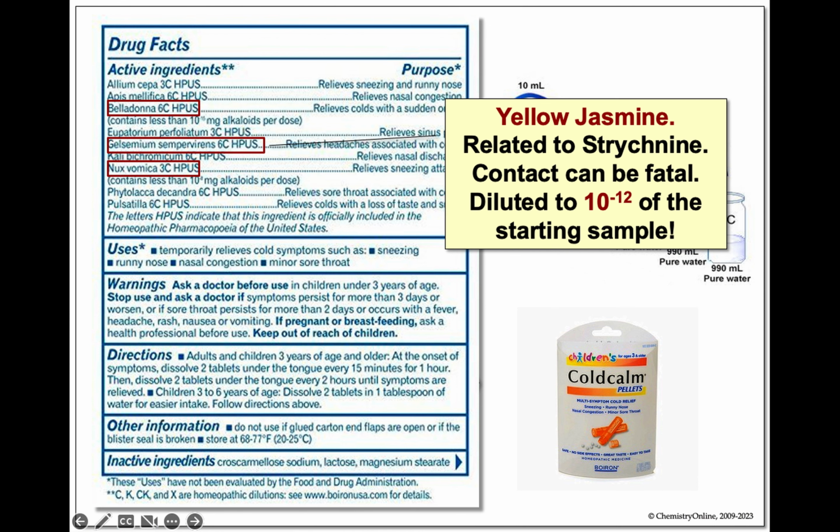This is called yellow jasmine. Again, it's a 6C. It's related to strychnine. It's a little bush. And if you like walking through the woods and you're wearing shorts and you walk through it, you can get enough on your legs that you fall over dead. Diluted 10 to the minus 12 of their starting sample.